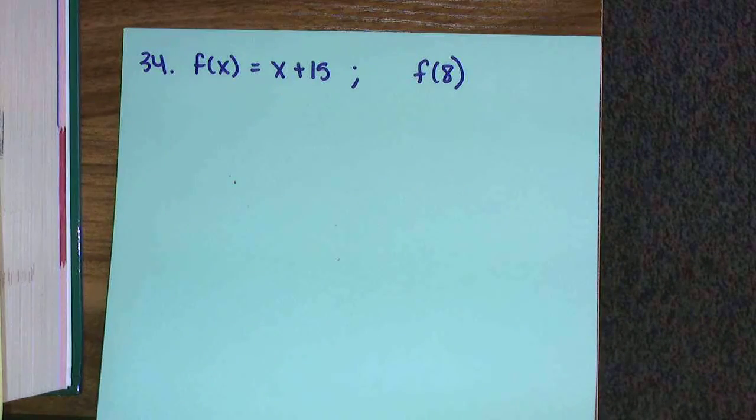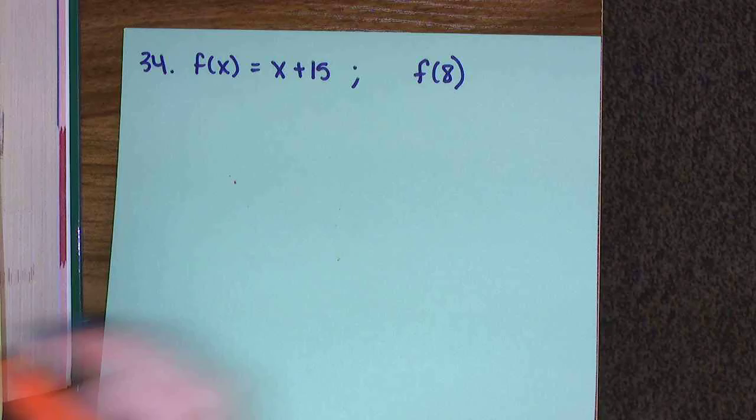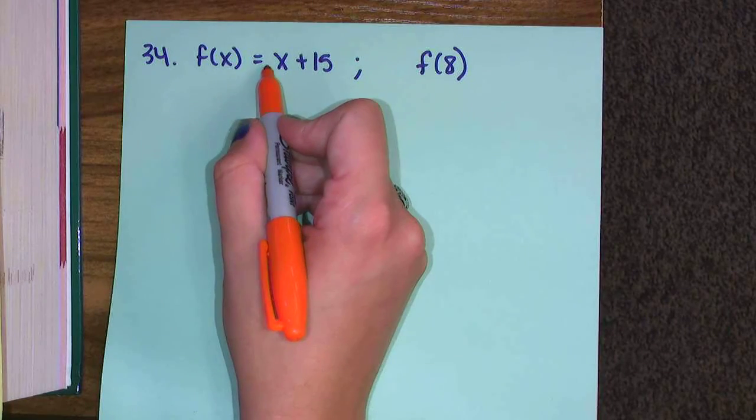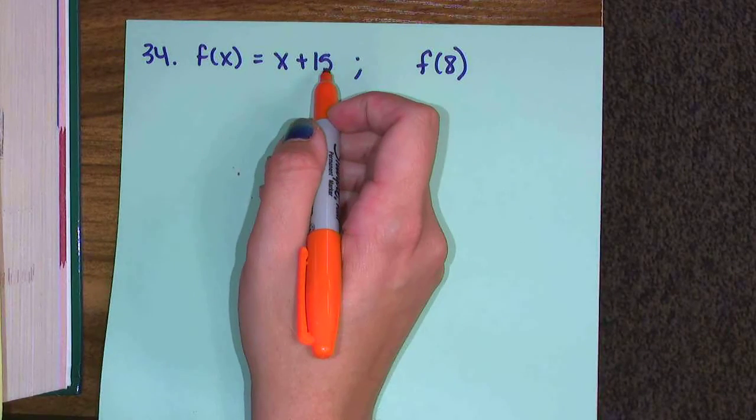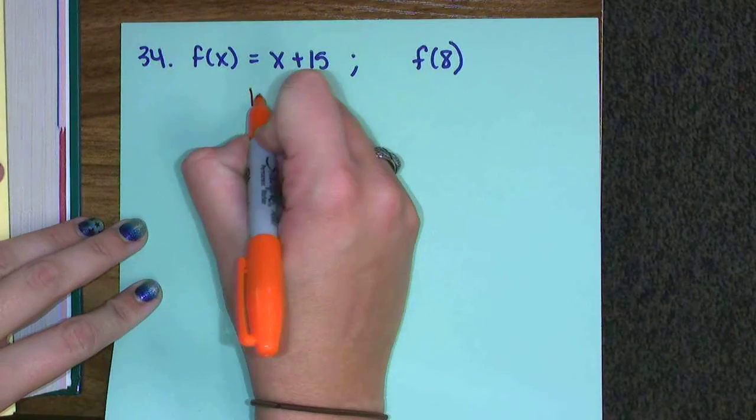Okay? So first of all, is this linear? Why? Yes. Okay, because I have an m that is just 1, x plus b, so this is a line, so it's linear.